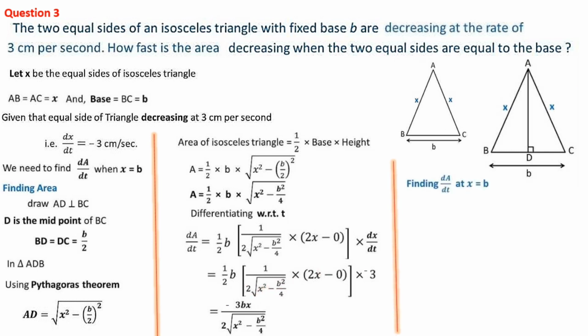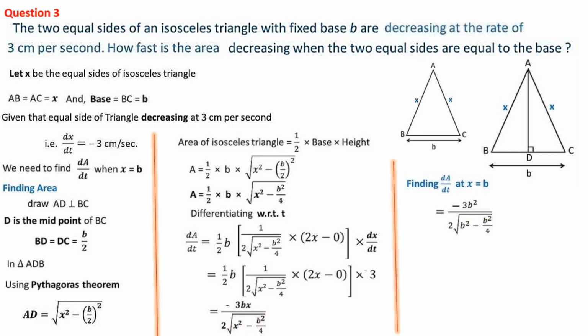Then what we have to do is calculate dA by dt at x equal to b. That means we replace x and put b. So minus 3b into x is b, so minus 3 into b square, divided by 2 into root of b square minus b square by 4.